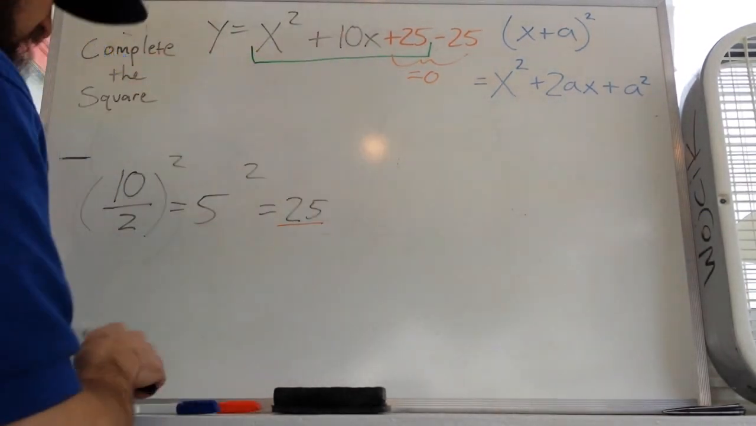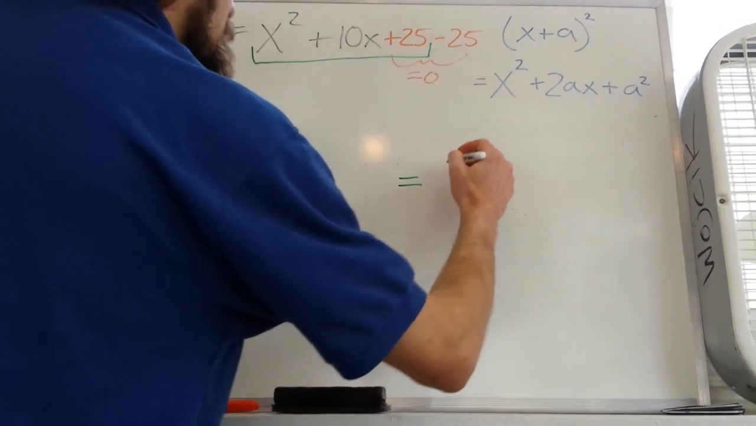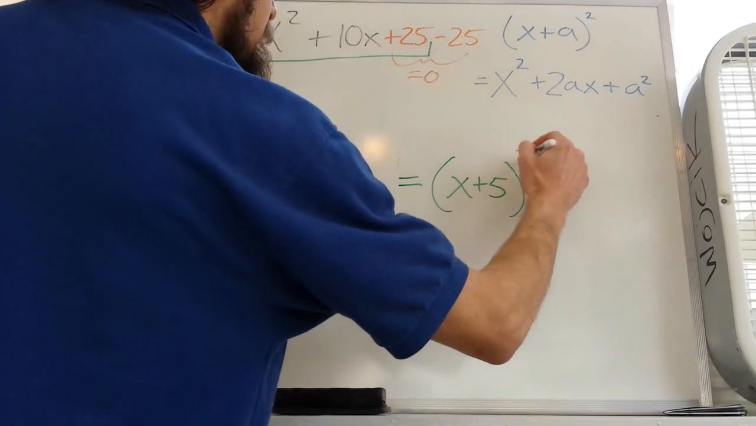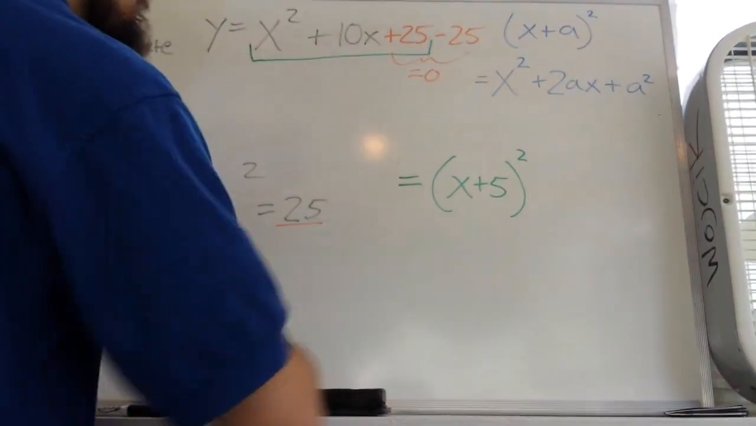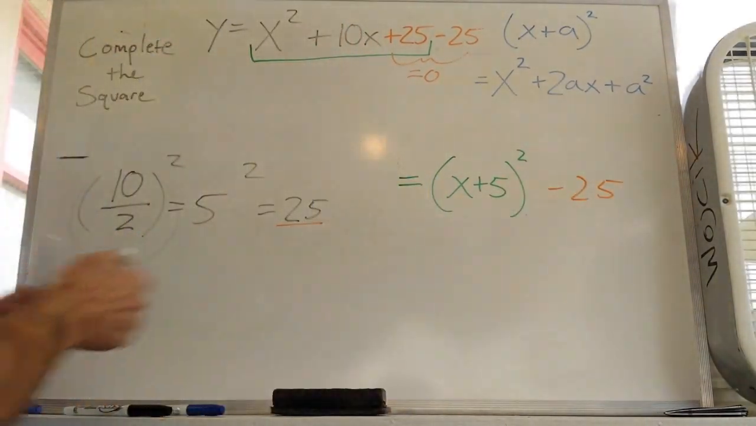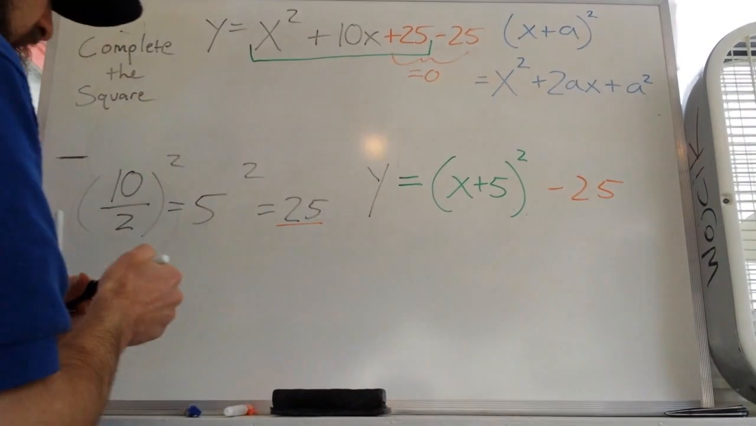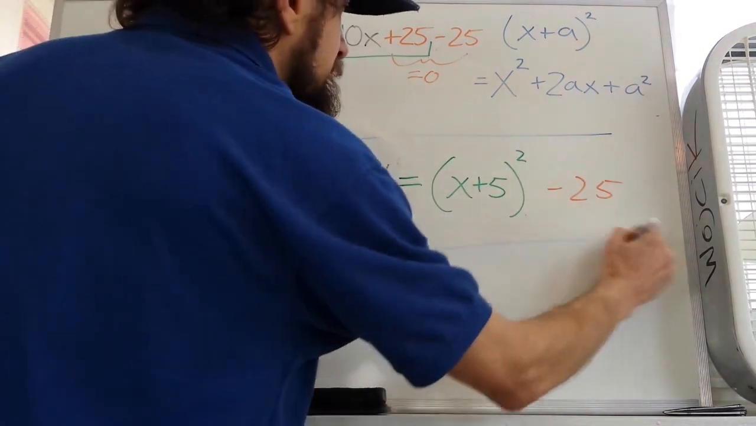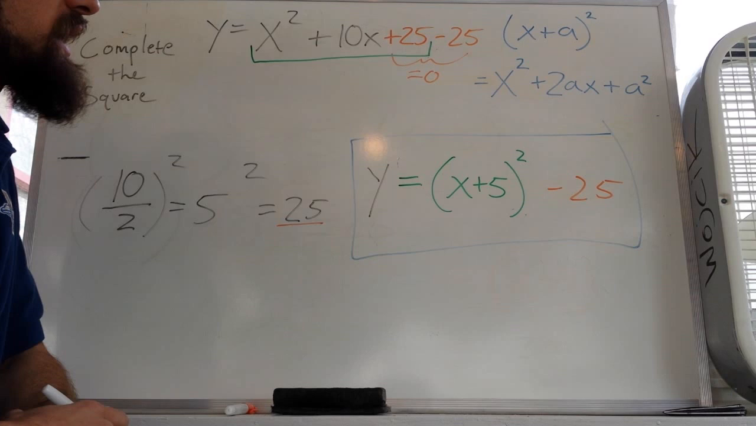We can condense this to our perfect square now. This is going to equal x plus 5 squared. But we still have this minus 25. Alright? And this is what y is equal to. Alright? And so this is our answer. We just completed the square. y is equal to x plus 5 squared minus 25.